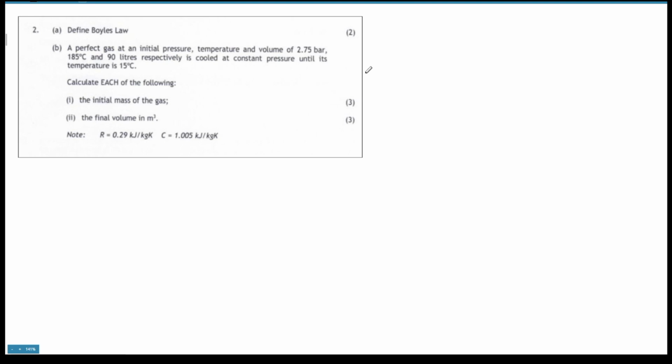In my mind, I'm using V1 T1 over P1, and this is equal to V2 T2 over P2. Now this is a combination of Boyle's law and Charles's law, and in each one you keep something constant. So you knock out one of these variables because you keep the pressure constant, for example.